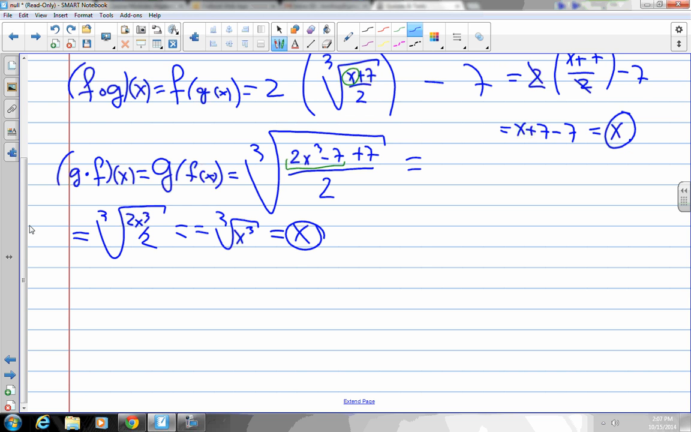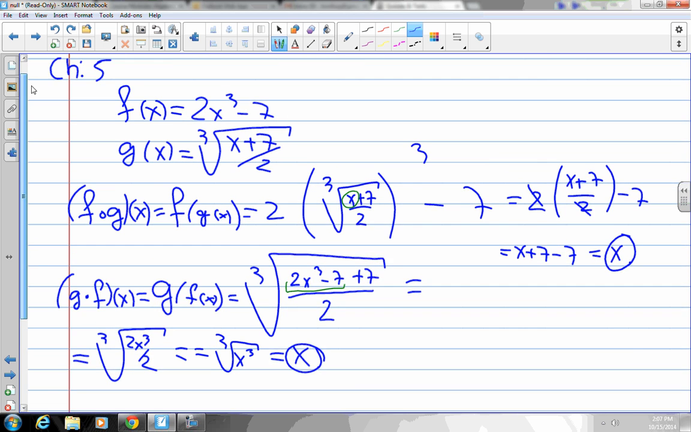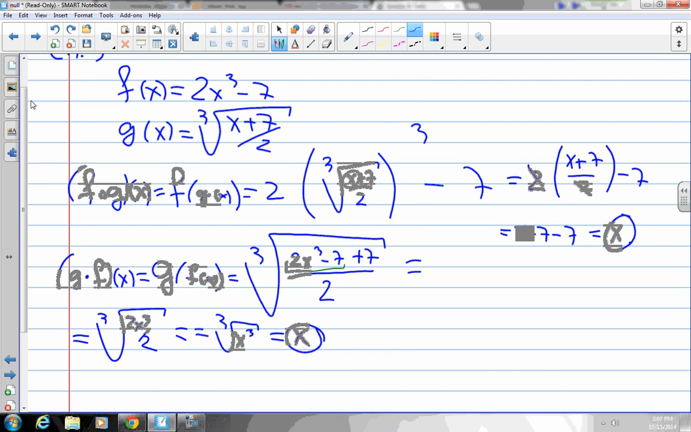Okay. We're good? Remember how to do compositions? Well, think about what just happened. Anybody have a number in mind? Three, okay. So let's take 3 in for x. F of 3. If I take 3, 3 cubed is 27, times 2 is 54, minus 7, 47. F of 3 is 47.